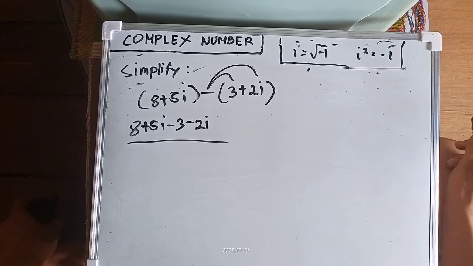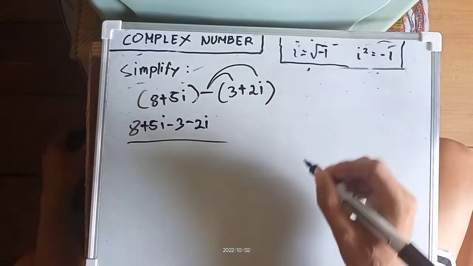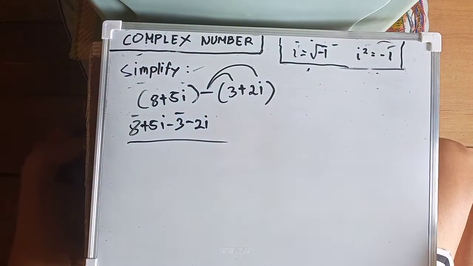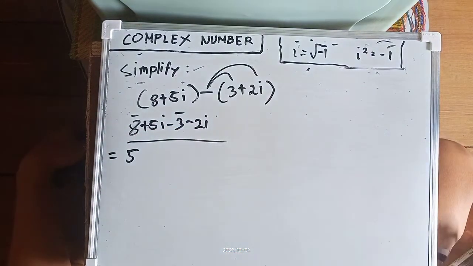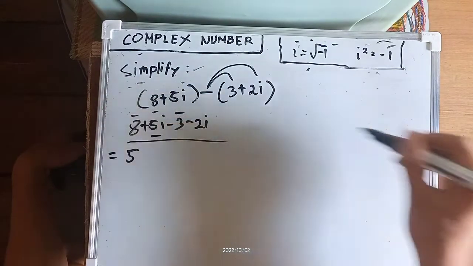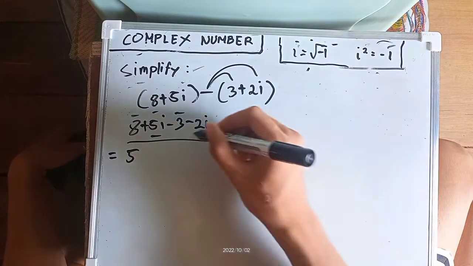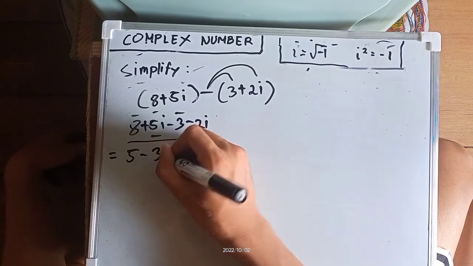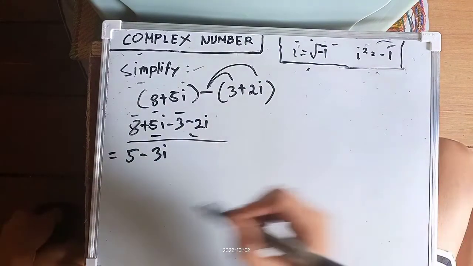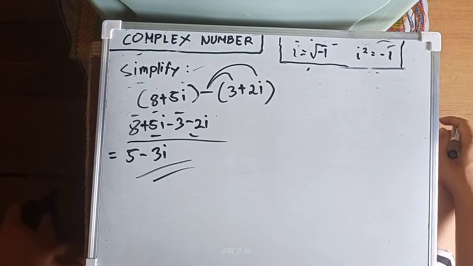So next step, we simply use combine like terms. By combining like terms, we have 8 plus negative 3, which is simply positive 5, and 5i and negative 2i is simply negative 3i. So we now have our final answer.